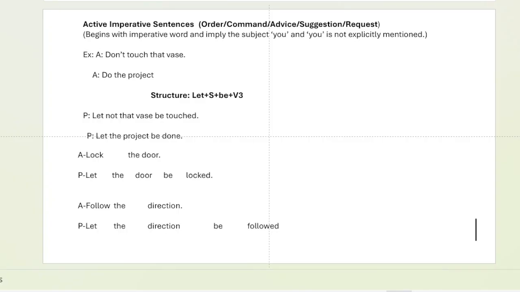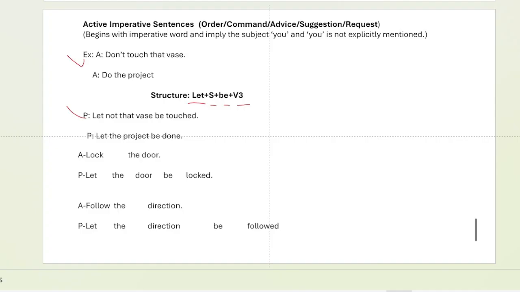Now, if you want to change these imperative sentences into passive, then the structure will be: we are going to use let, then subject, then be, then verb's third form or past participle. Right? Now let's check one example here. Let not the vase be touched. If you look at this first example, do not touch the vase. The passive will be let not that vase be touched.